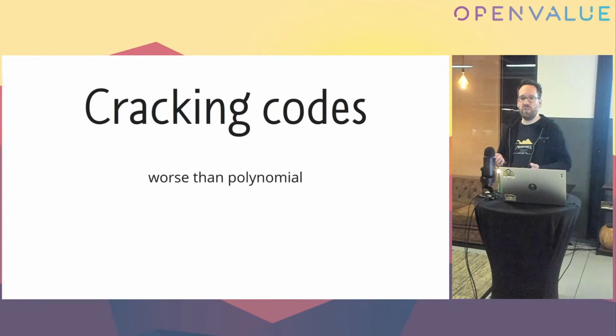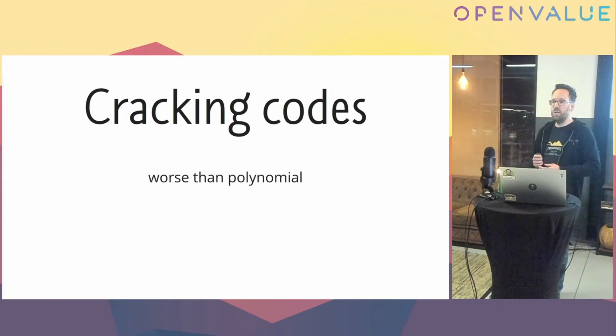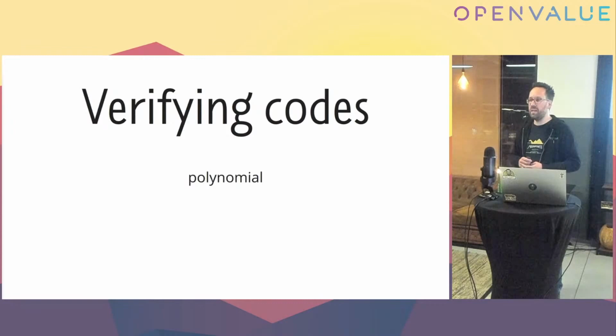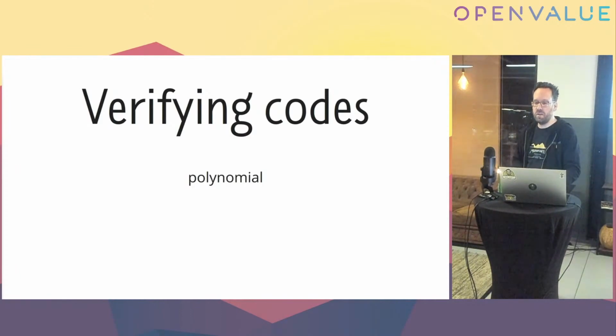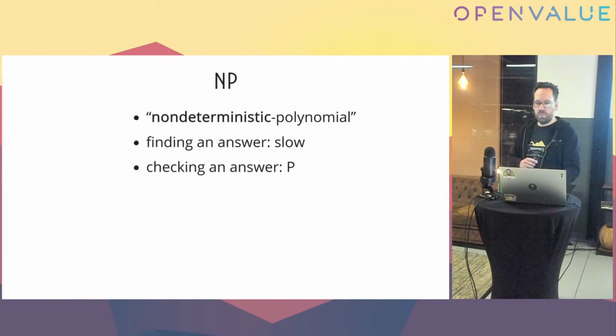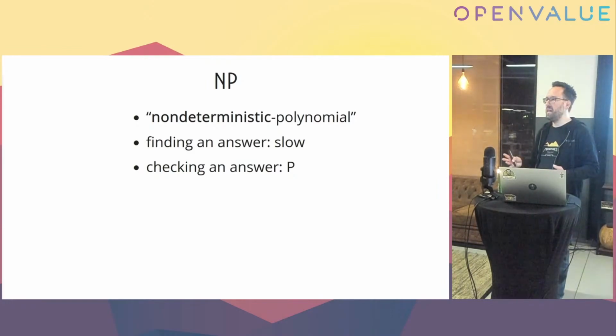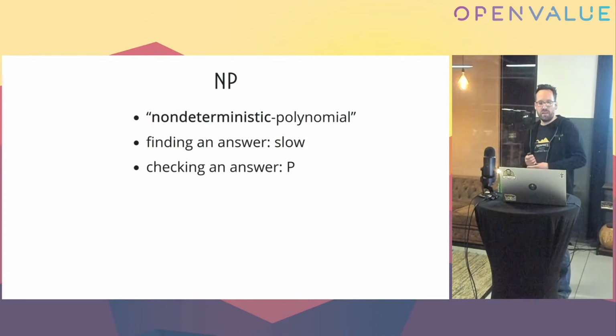So the complexity of cracking a code is usually worse than polynomial, aka slow. But if you have cracked it and you want to check that you have actually done a good job, then the algorithm for doing that will often be polynomial. And this is a whole range of problems that fall into this category where solving it is very hard, but checking your answer is relatively easy. It's called non-deterministic polynomial. You can forget that word immediately.